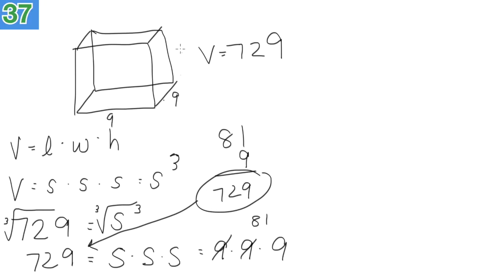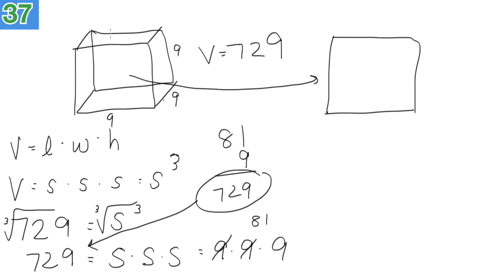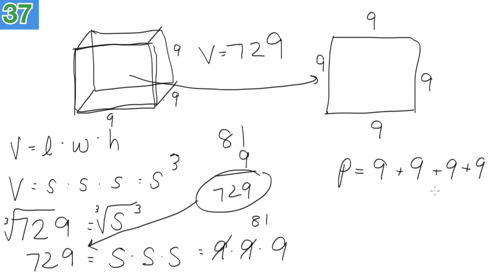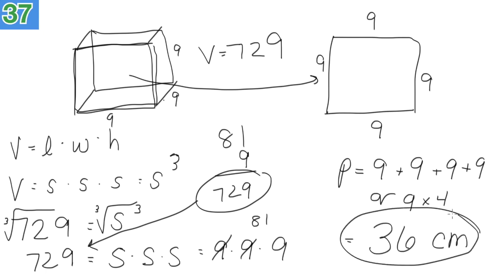All right? So we know that our sides are each 9. Now if we're looking for the perimeter of one face, I'm just redrawing, for example, this one face of the cube. We know that each side is going to be 9. So the perimeter will be 9 plus 9 plus 9 plus 9, or 9 times 4. And if you do that out, you will get 36 centimeters. And that is your answer.